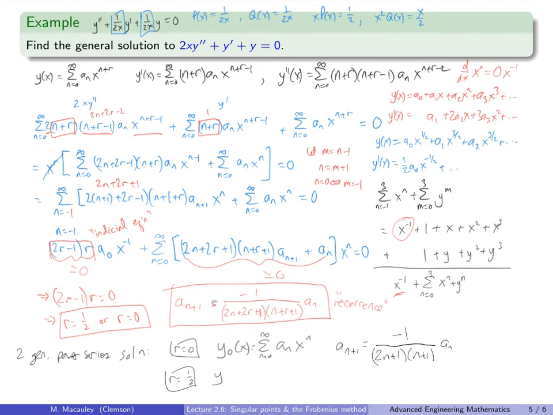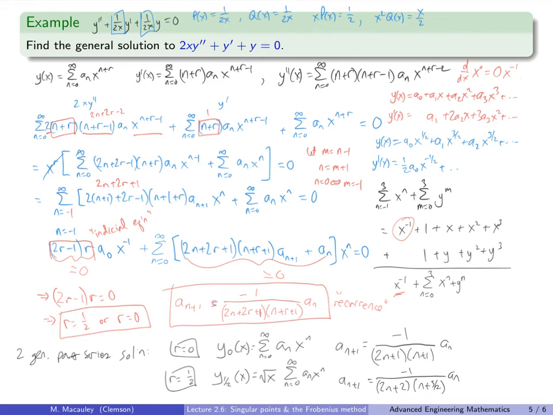And the other one is when r equals 1/2. And now we have y of 1/2 of x equals x to the 1/2. Well, that's just the square root of x, if we can write it like that, times this power series, the sum from n equals 0 to infinity of an x to the n. And now we have a recurrence for a n plus 1. I'm going to plug in 1/2 for r here. So this becomes a 1. 2 times 1/2, that becomes a 3/2. So we have a n plus 1 equals negative 1 over 2n plus 2 times n plus 3/2, times an. So these are our two solutions.